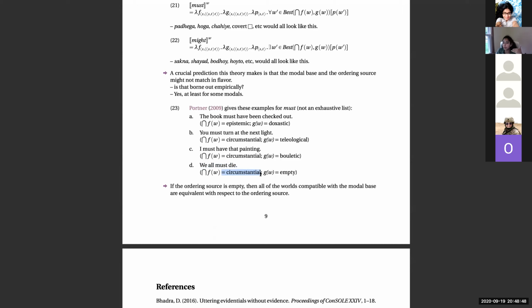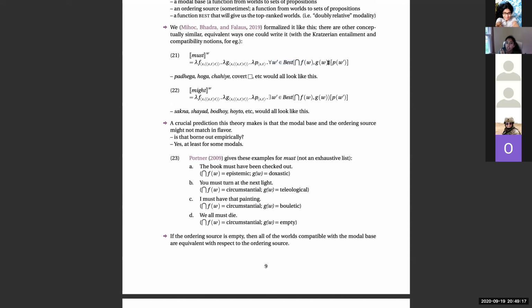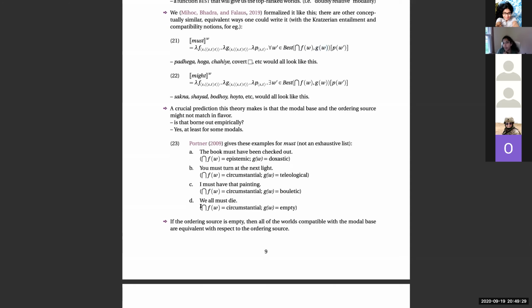So you have a circumstantial modal base and no ordering source. As I said, if the ordering source is empty, then all of the worlds compatible with the modal base are equivalent. So basically you have no best coming out. The best would be the same as the modal base. Compositionally, if your ordering source is empty, then your modal base is equal to whatever best would produce. So you quantify over the entire modal base and not just a part of it. But if you have ordering sources, then you take a part of the modal base. Best picks out some worlds that are the best, and then the modal quantifies over that.